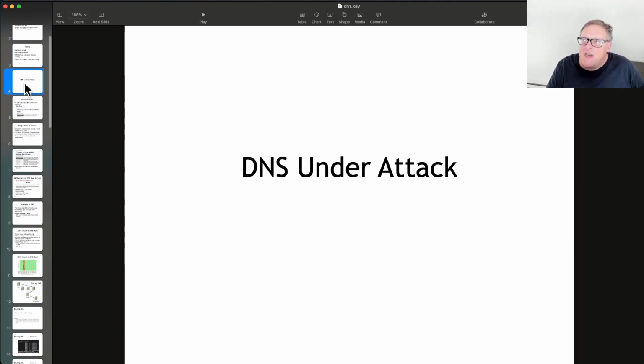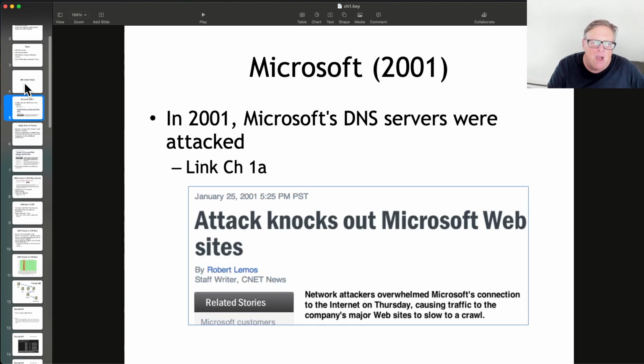So DNS under attack is the part where I was mentioning earlier where I said we really aren't going to do much of this in hands-on anymore, because DNS only had one really serious vulnerability that wasn't patched for a while, and that's so old you'd have to run Server 2008 to see it vulnerable, and it's not worth doing in hands-on projects anymore. However, in 2001, Microsoft's DNS servers were attacked, and it knocked them out for a while. And that's getting to be a while ago.